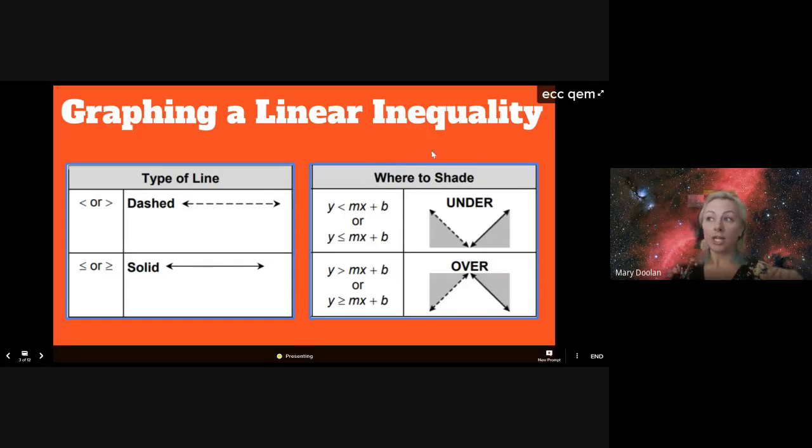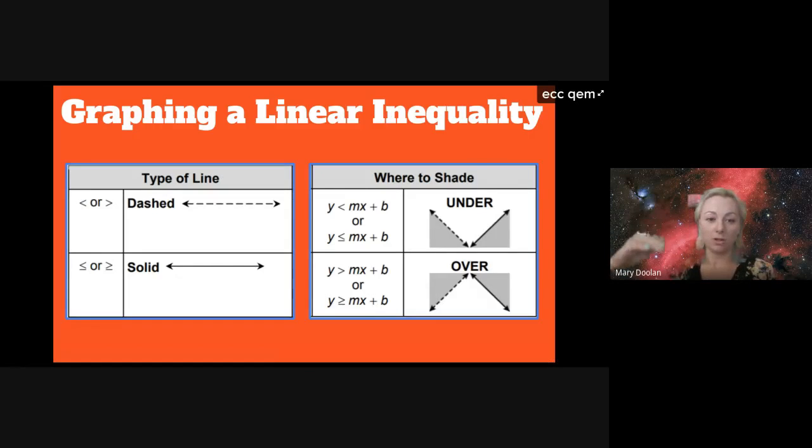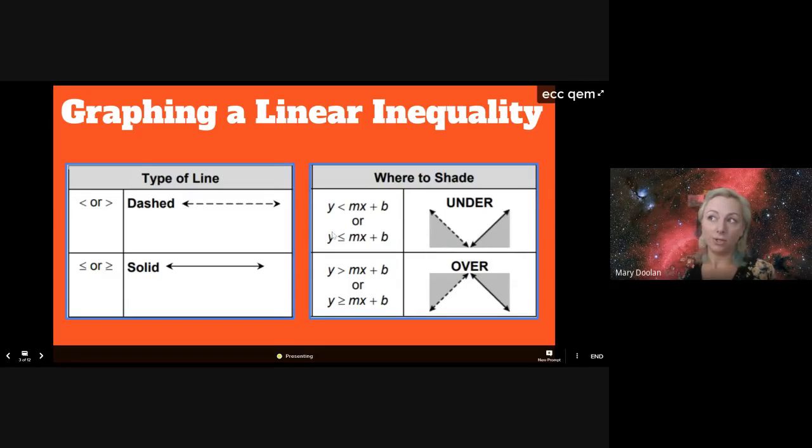And then where to shade. So this is different because we're going to shade half of our graph. And so we're going to have 4 different possibilities because we have 4 different inequality symbols. If y is less than, or y is less than or equal to. So these are in slope-intercept form, except with an inequality sign instead of the equal sign. So y is less than or equal to. So we're talking about less, all right? So if you think about the y-axis, where the numbers are smaller, they're getting less, it's below. So we would shade under our line when you have the less than or equal to symbol.